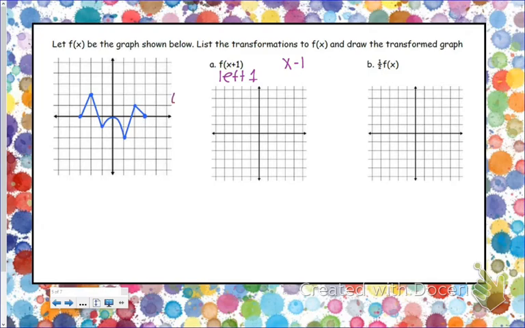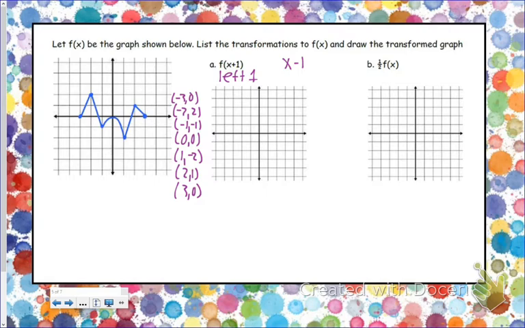So these points are -3, 0, -2, 2, -1, -1, 0, 0, 1, -2, 2, 1, and 3, 0.